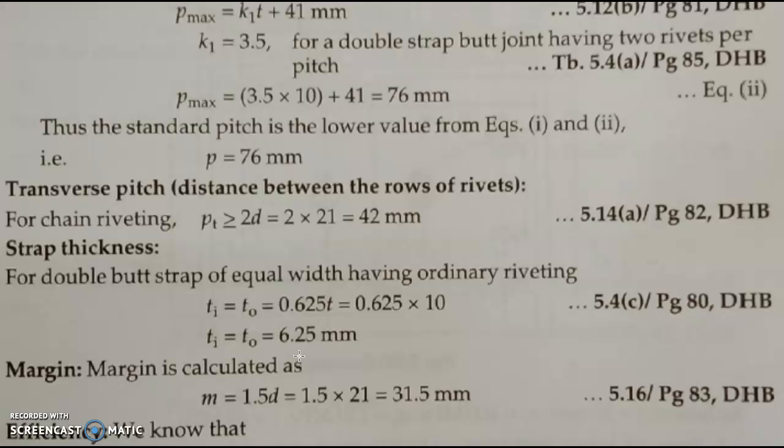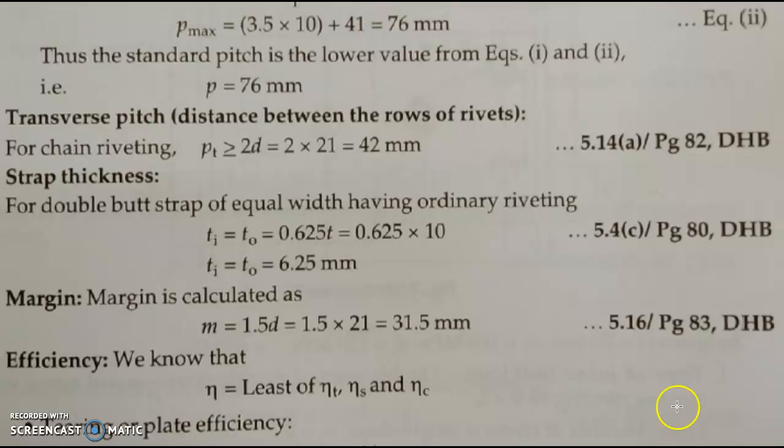Next one, the seventh step, is the margin value. How can we calculate the margin value? It is already given in our data book, page number 83, equation number 5.16. That value is equal to 1.5D. Here we already know the D value. That value is equal to 31.5.